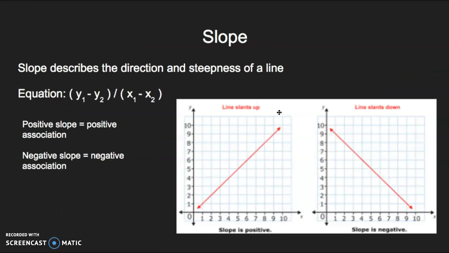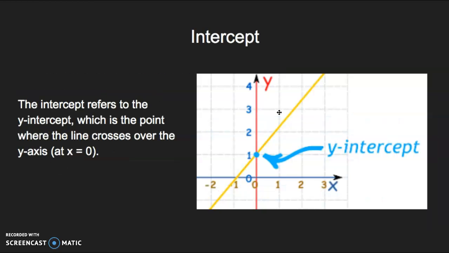So slope describes the direction and steepness of a line. Our equation for this is y1 minus y2 all over x1 minus x2. As you can see in the image to the right, if the slope is positive, the line slants up. As x gets bigger, so does y. So that would be a positive slope, and that's the same as a positive association between the two variables. And vice versa is true for negative slope and negative association.